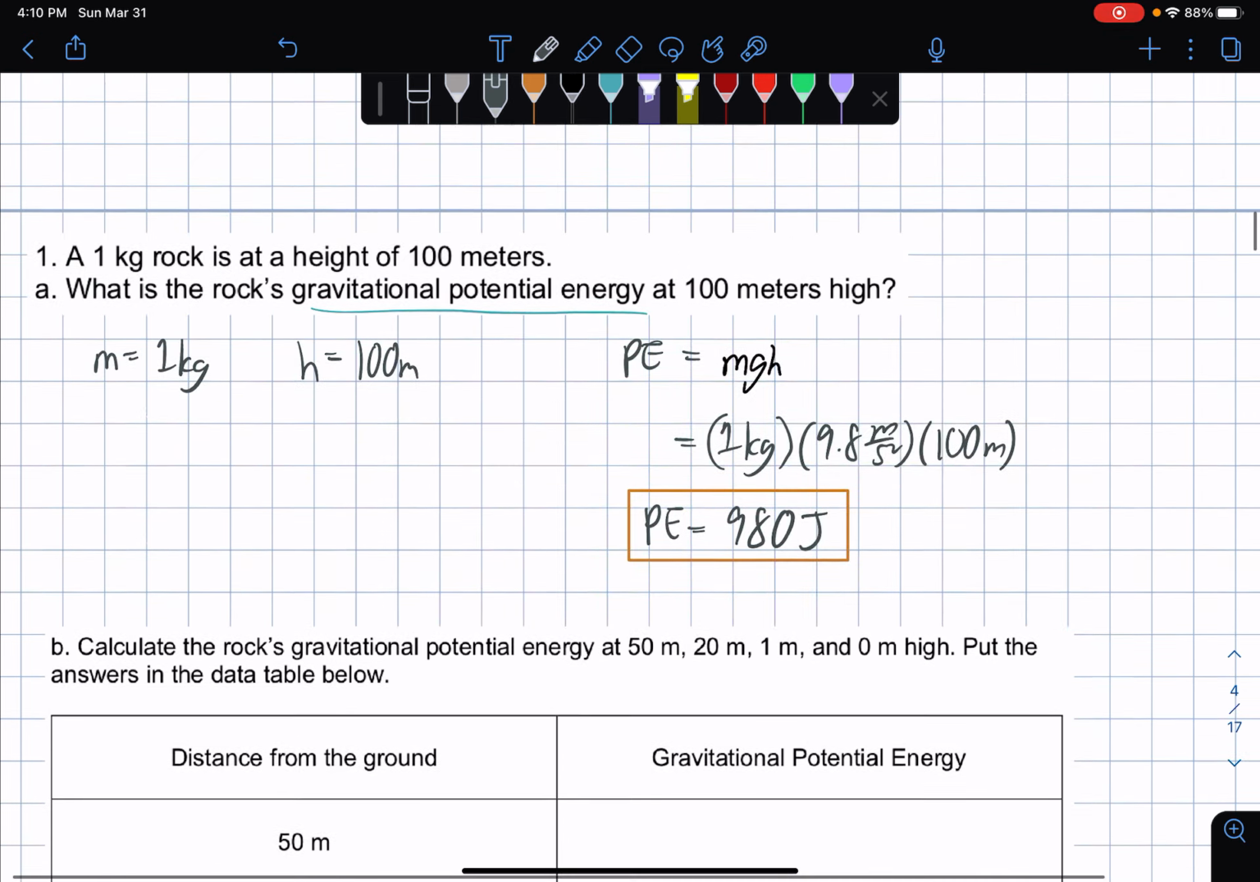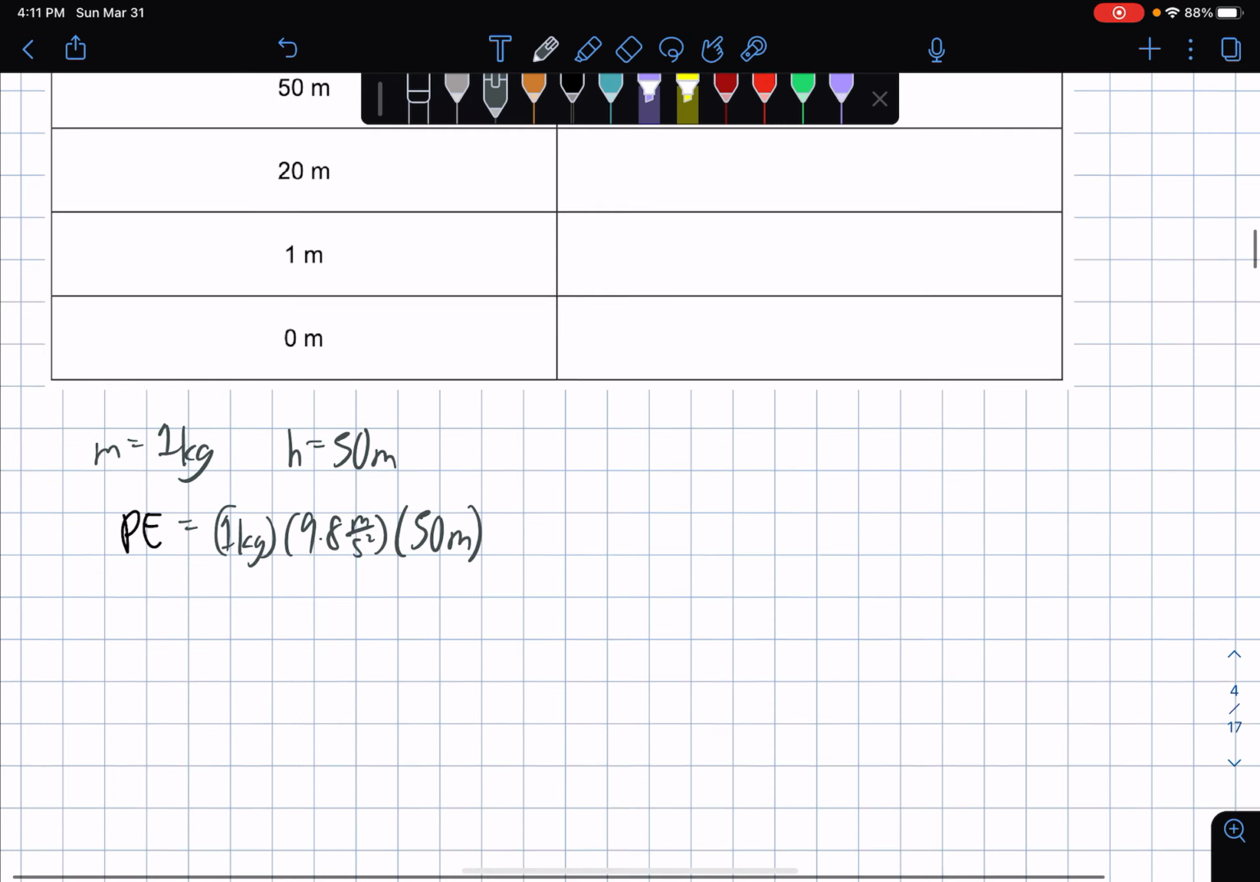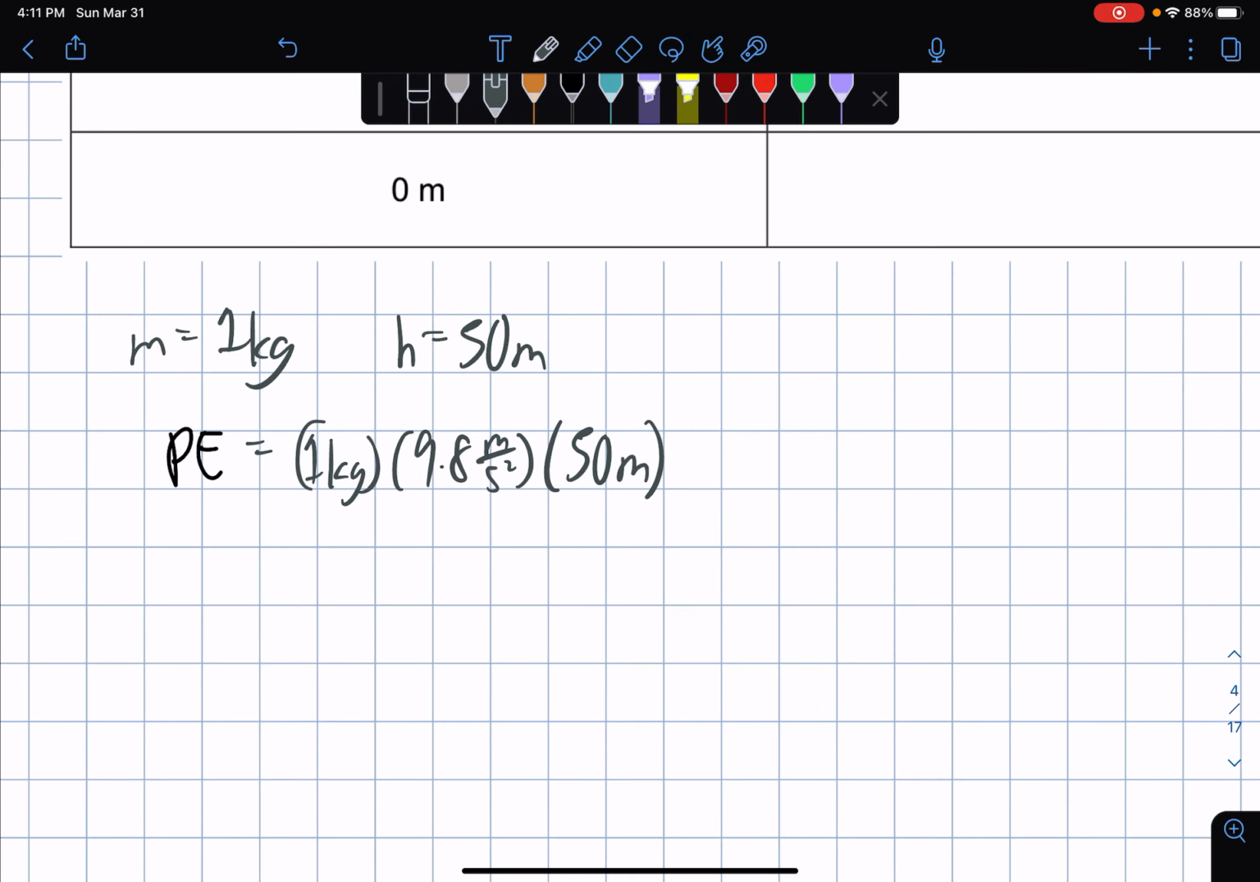Provided that the height is 50 meters, we have to look for the PE, potential energy. So PE is equal to mgh: 1 kilogram times 9.8 meters per second squared times the height, which is 50 meters. So 9.8 times 50 is 490, and then we put joules. This is the answer for the first one.